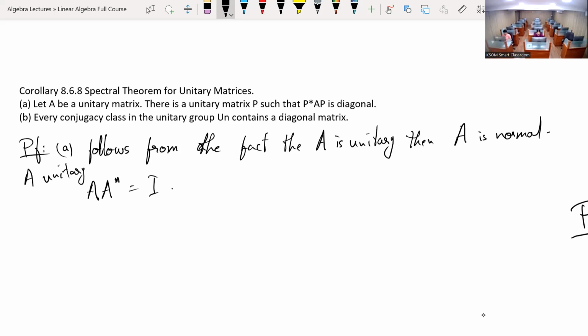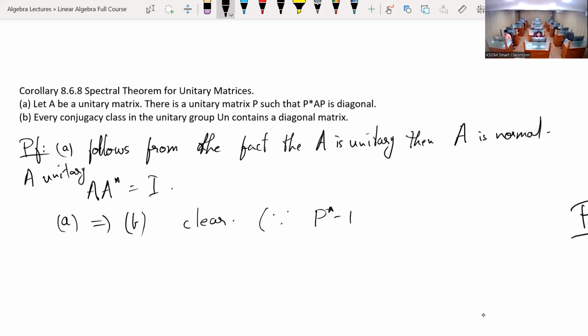So what it says is that every conjugacy class... Yeah, so this is clear. So if you start with any unitary matrix A, you can find another unitary matrix P such that P star AP is diagonal, and P star is the same as P inverse.